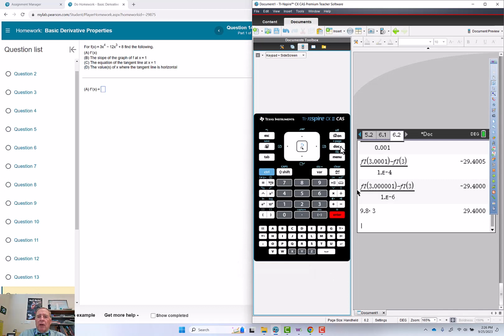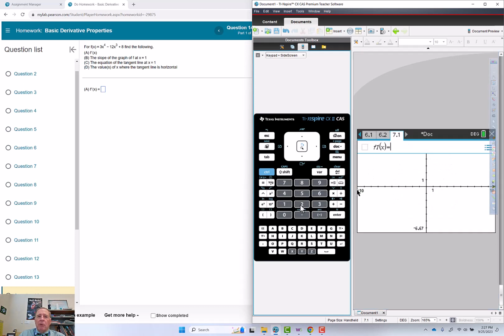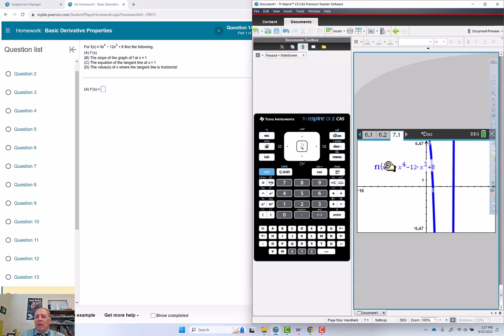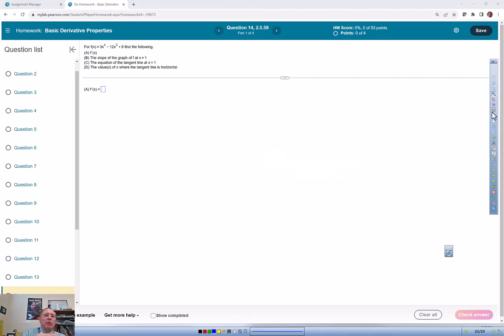So I'm going to start a new problem: doc, 4 for insert, 1 for a new problem, 2 for a graph. 3x to the power of 4, right arrow to get out of the exponent, minus 12x to the third power, right arrow to get out of the exponent, plus 8. I'll hit enter, and I've got the function graphed. It's to the fourth power, so I should have a U-shape overall. Now I'm going to go back and find my first derivative.